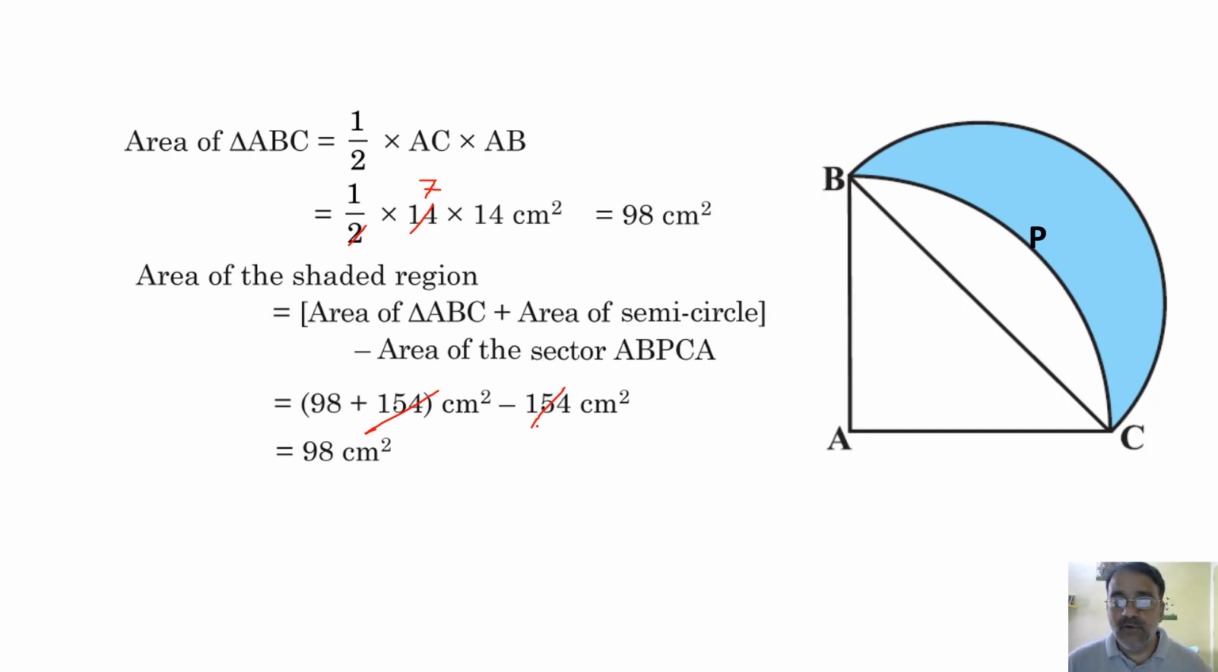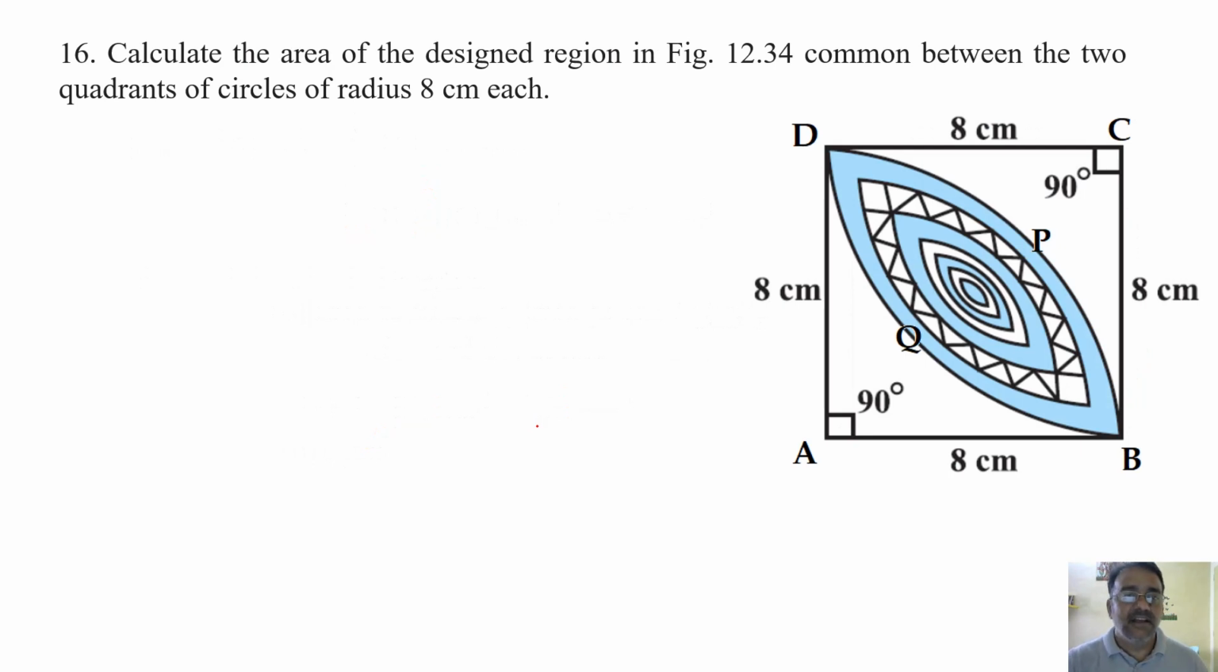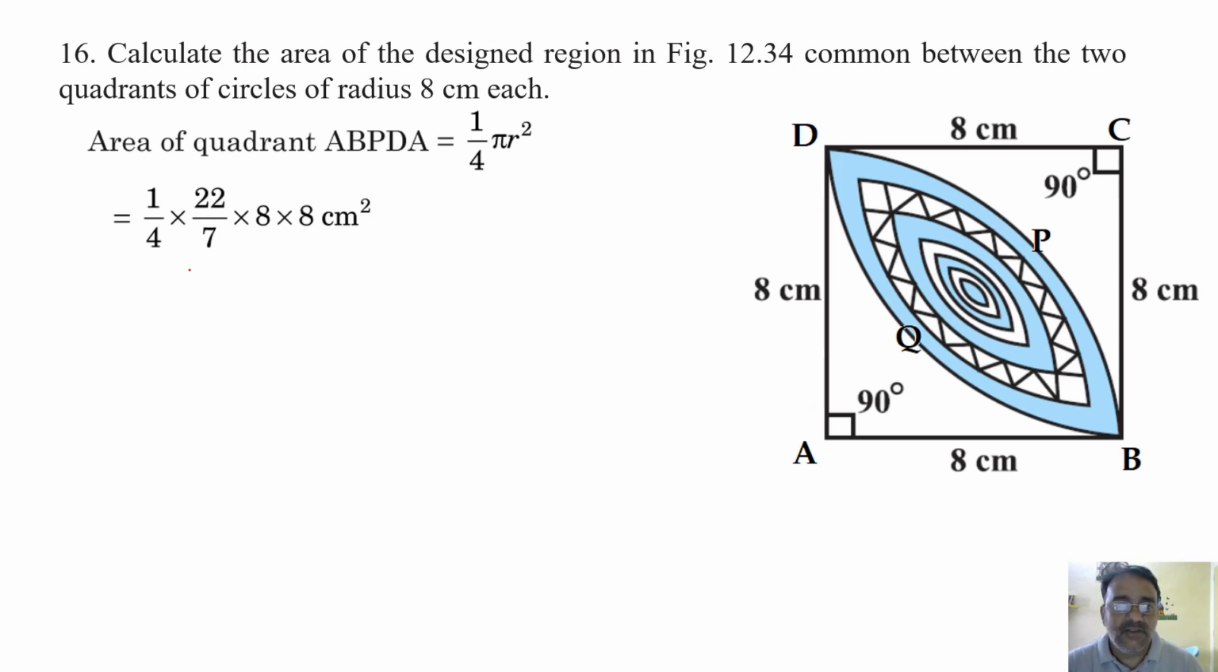Okay, fine. So now we are moving towards the last question of that exercise. Calculate the area of the design region in figure 12.34 common between the two quadrants of circles of radius 8 centimeter each. Right? So what we will do, first we will find area of quadrant ABPDA, this quadrant. So 1 by 4 pi r square formula, 1 by 4 into 22 by 7 into 8 into 8. So we can cancel this, and we'll get 16 into 22 by 7. So we can write 352 by 7 centimeter square.